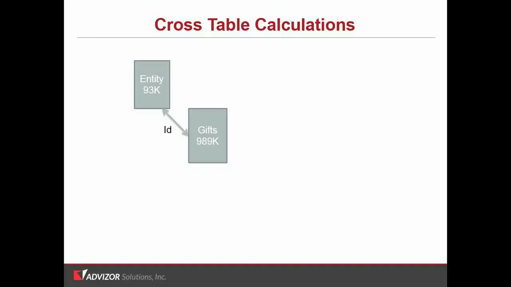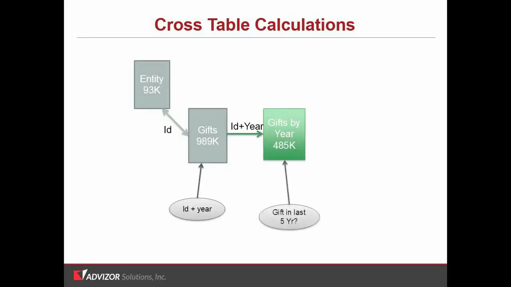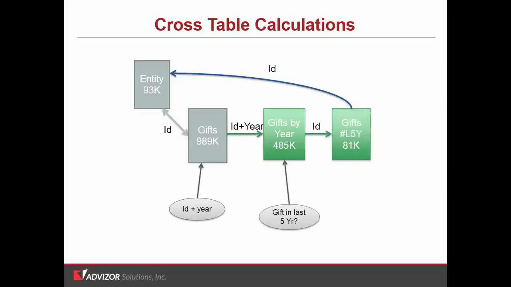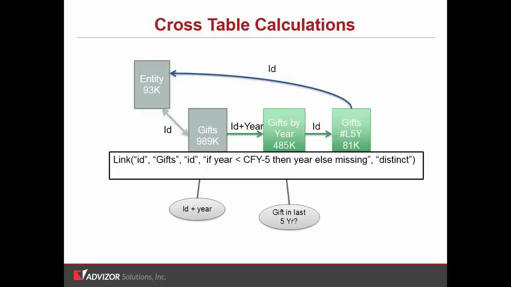In the current process, for example, if you're at an entity table and you wanted to bring together the gifts that occurred in the last 5 years, you might have to do something like this. You start with the entity table, you go to the gift table, you add a field to it, you filter it down, you roll it up, and then you join it back into the entity table. So this is obviously, although it's doable, a cumbersome process. So what you can do now in the expression builder is use this single expression, which says, okay, between the entity table and the gifts table, linked across the ID field, run this expression and give me a distinct count of the results.